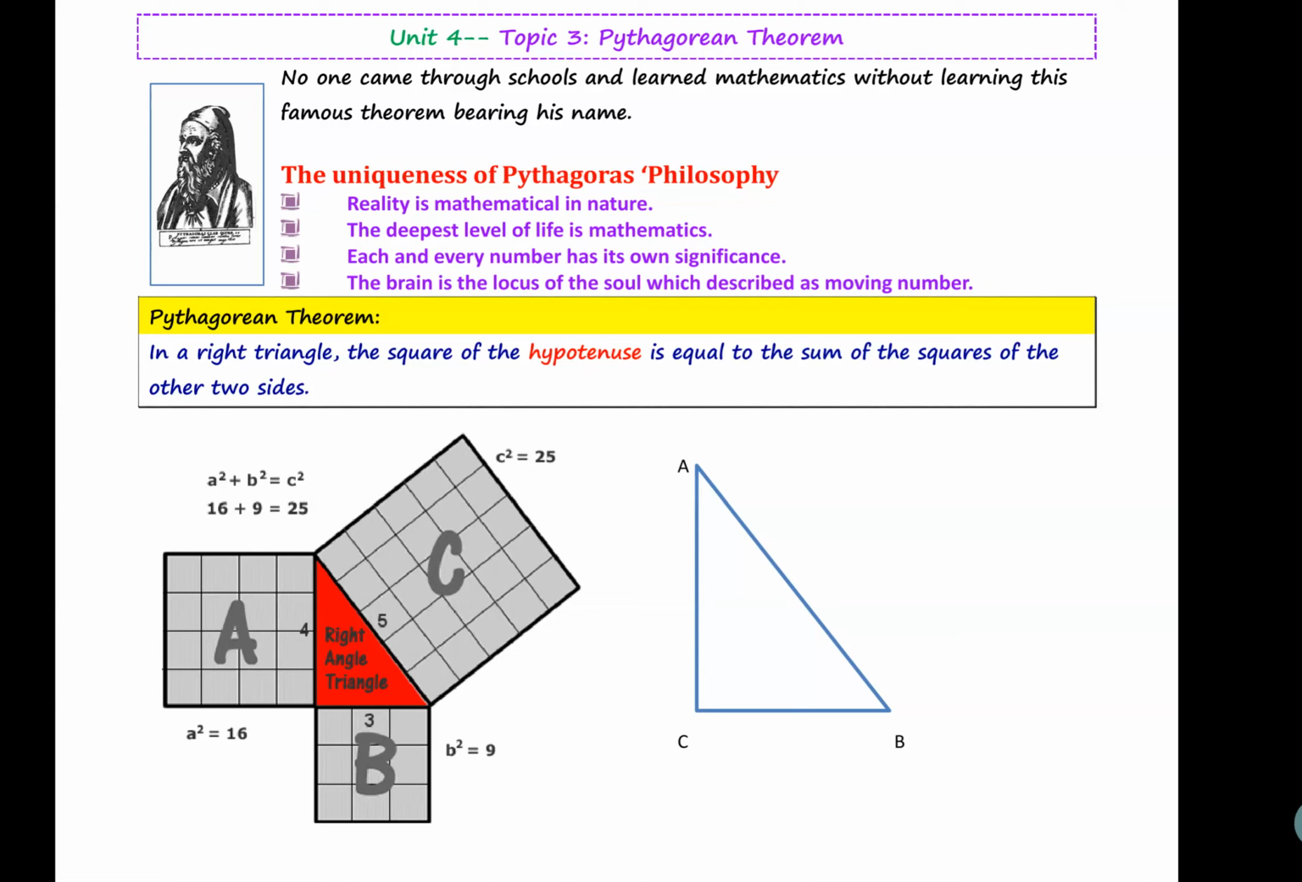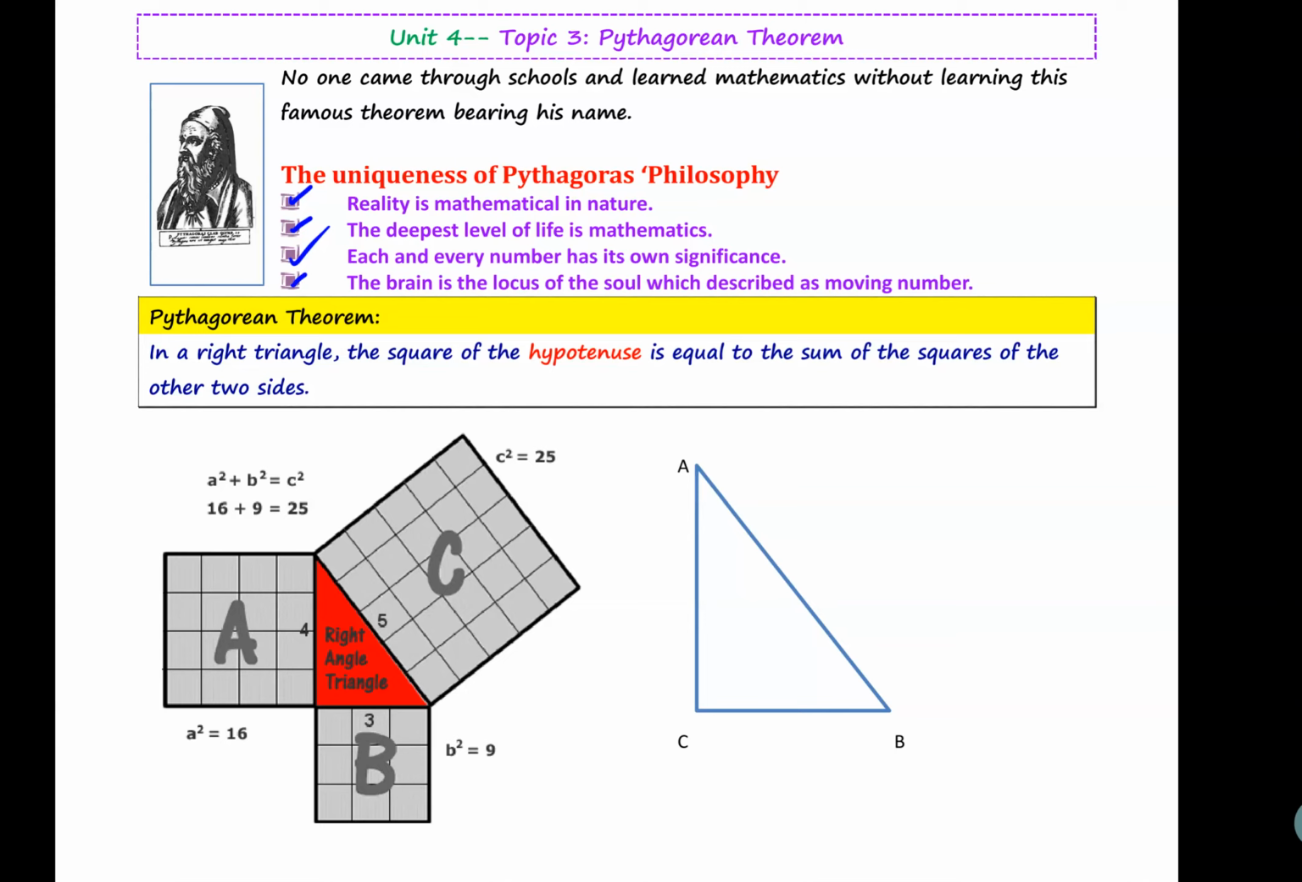Before we get into his theorem, I would like to mention some uniqueness of his philosophies. In many of his teachings, he mentioned that reality is mathematical in nature. The deepest level of life is mathematics, which I strongly agree with. Each and every number has its own significance. The brain is the locus of the soul, which is described as a moving number.